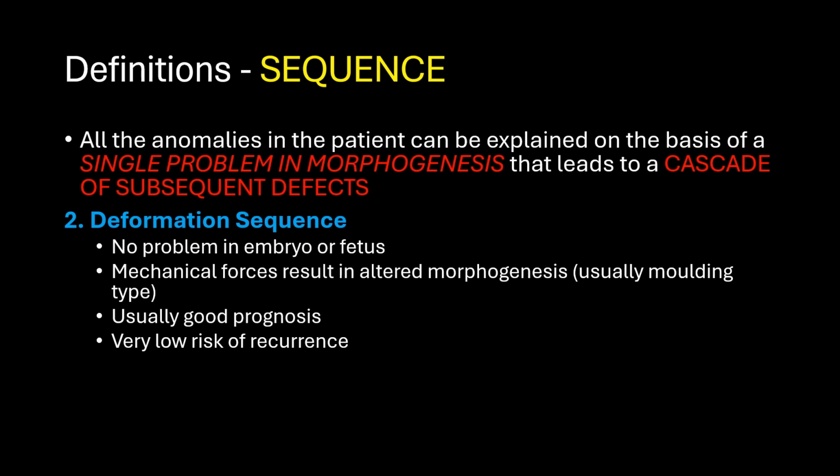So what is the second type of sequence? The second example is deformation sequence. So what is meant by deformation sequence? In deformation sequence, usually there is no problem in the embryo or the fetus. But what is the problem? The problem lies in the mechanical forces. There are some mechanical forces which result in altered morphogenesis, usually of the molding type. This usually is associated with good prognosis and a very low risk of recurrence.